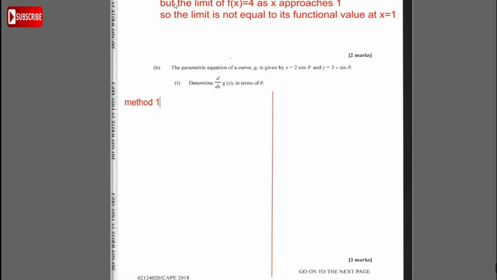Method 1 is, what you could first do is you could say, well, x is 2 cos theta and y is 3 minus sine theta. So if you make sine theta and cos theta the subject, you would get that x over 2 is cos theta, and you would be getting that sine theta is equal to, bring over sine theta, bring over y, 3 minus y. So 3 minus y is equal to sine theta.